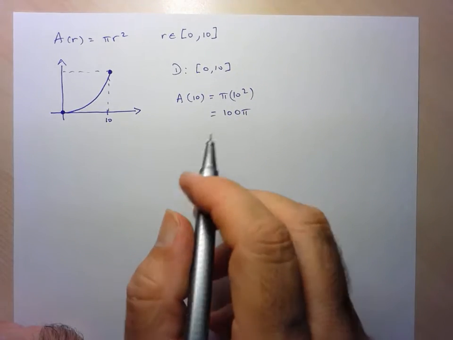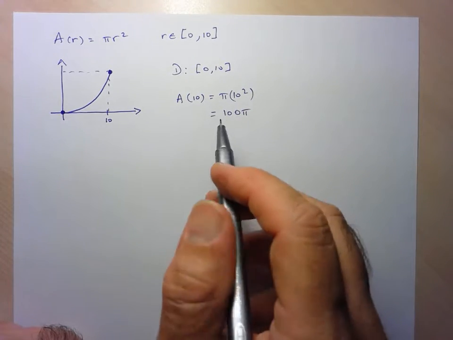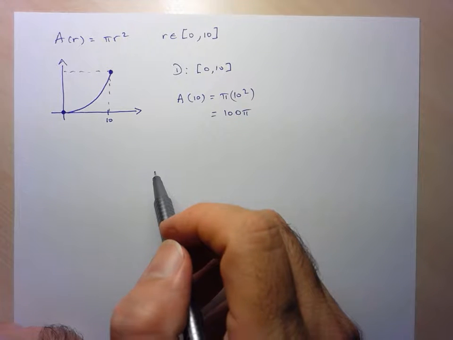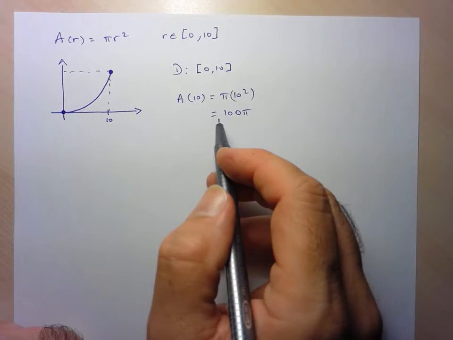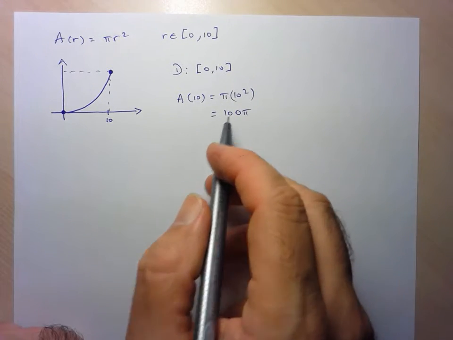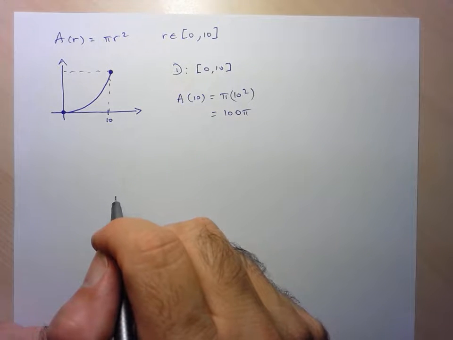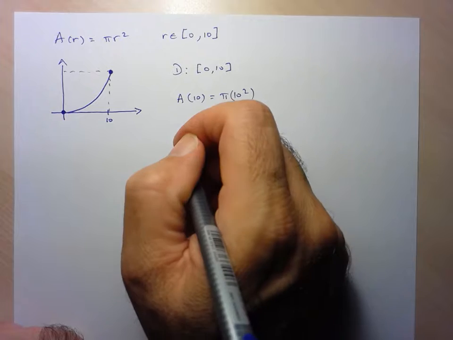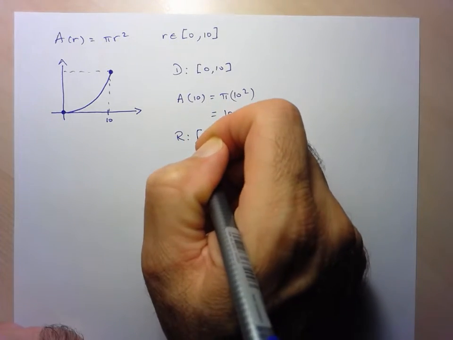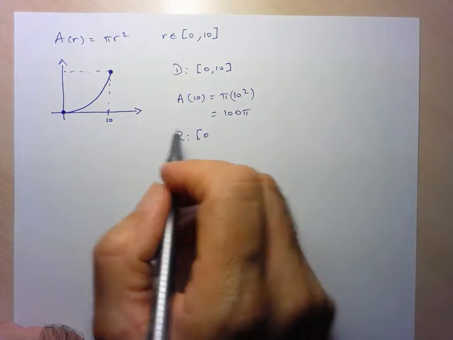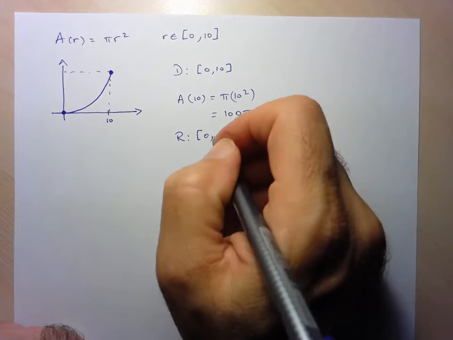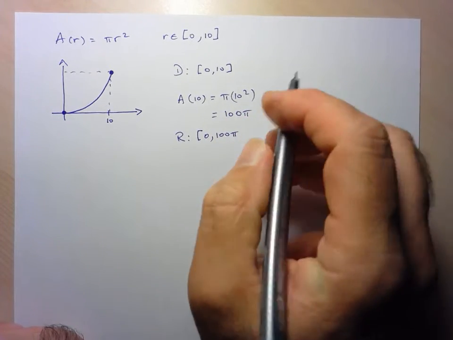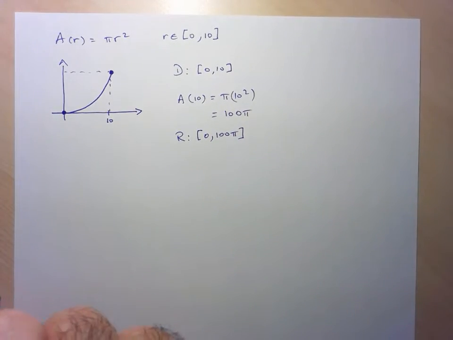Now, while this is an application question, and usually I tend to approximate when I'm dealing with an application question, I'll just leave this as 100π. So it's just over 300. Now we can write out the range. The range again starts off at 0, which is going to be included, and then ends at 100π, which is going to be also included. So there's our domain and range.